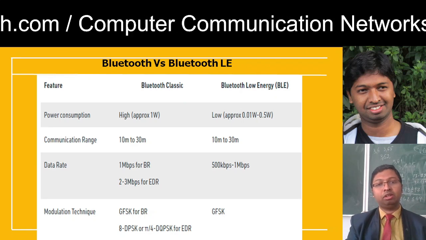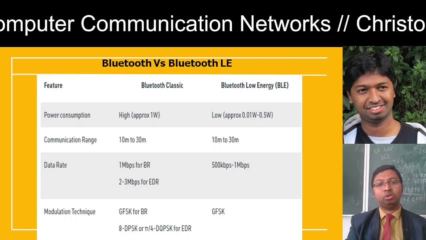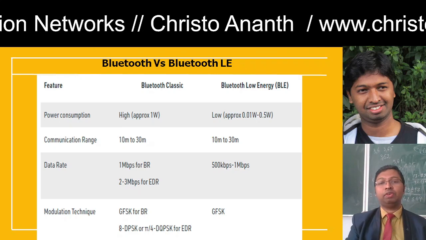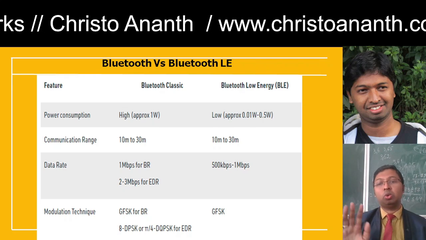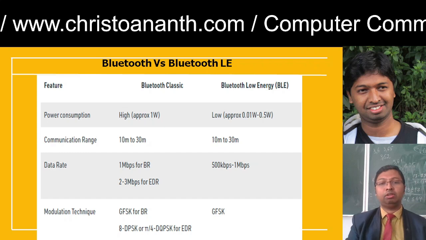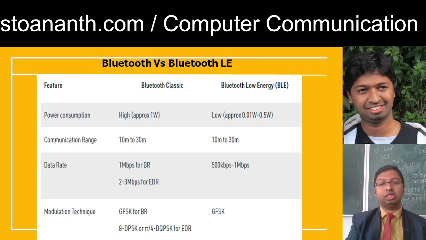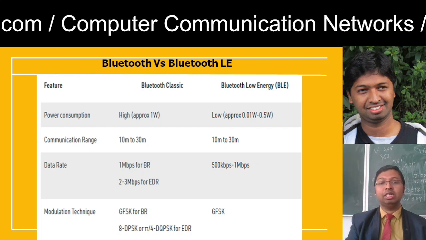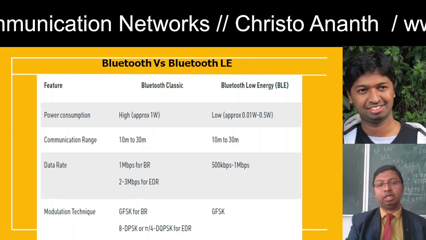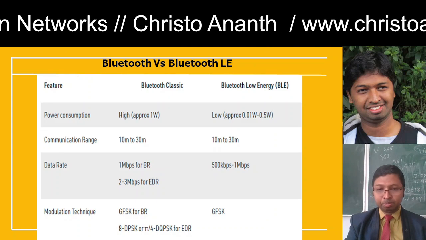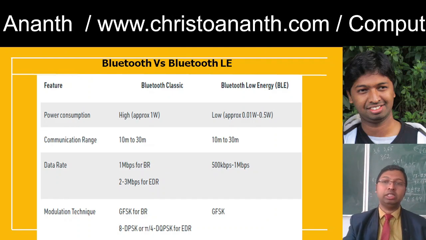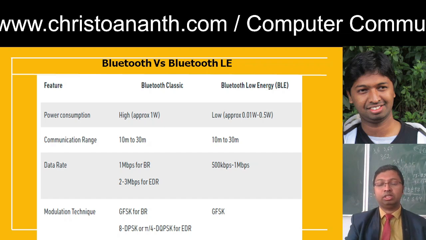Then data rate. For Bluetooth Classic, you will have 1 Mbps for the normal bandwidth rate, and 2 to 3 Mbps for extended data rate. For Bluetooth low energy, it is 500 kbps to 1 Mbps only, so it is for small data rates only. Then modulation technique: it has GFSK for the BR, and 8DPSK or pi by 4 DQPSK for EDR, but GFSK for Bluetooth low energy.